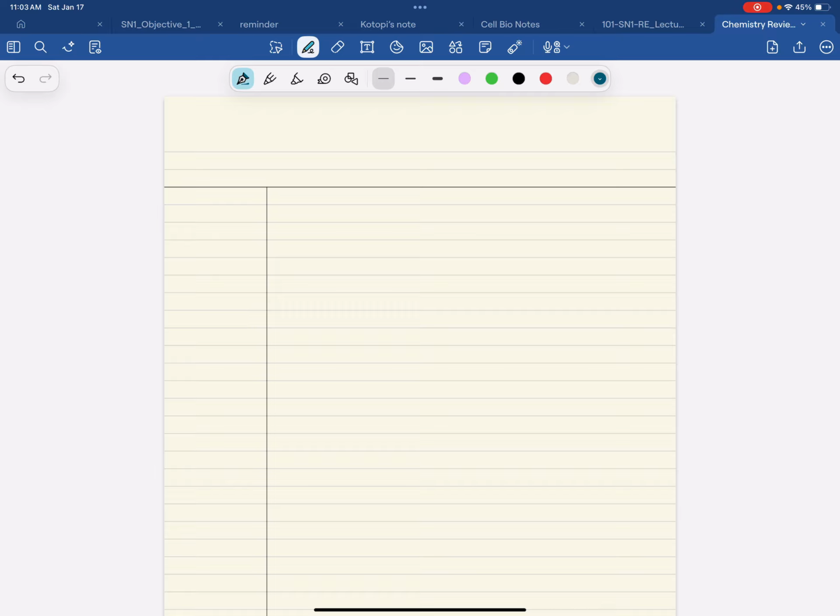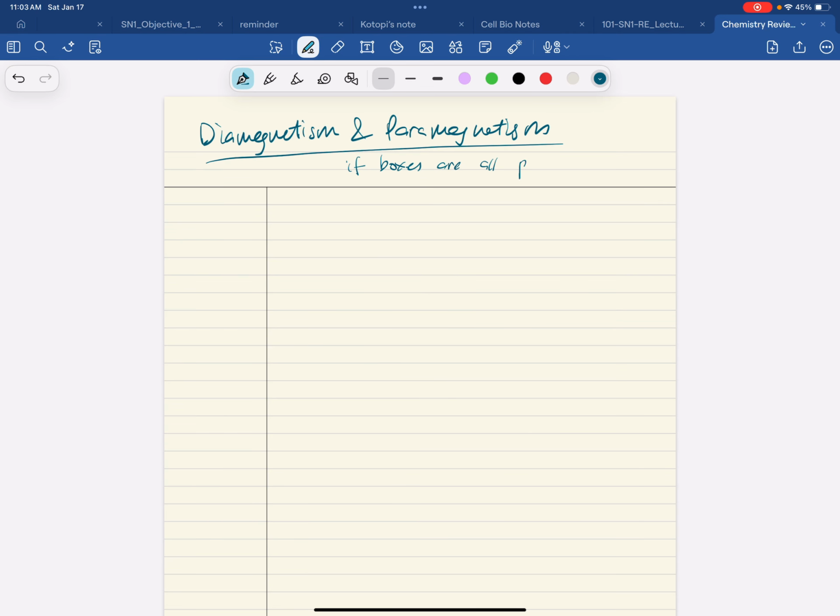Now let's talk about diamagnetic and paramagnetic. This just means if the boxes are all paired or not. If the boxes are all paired, it is diamagnetic. If one of the boxes, even just one, is not fully paired, it is paramagnetic.